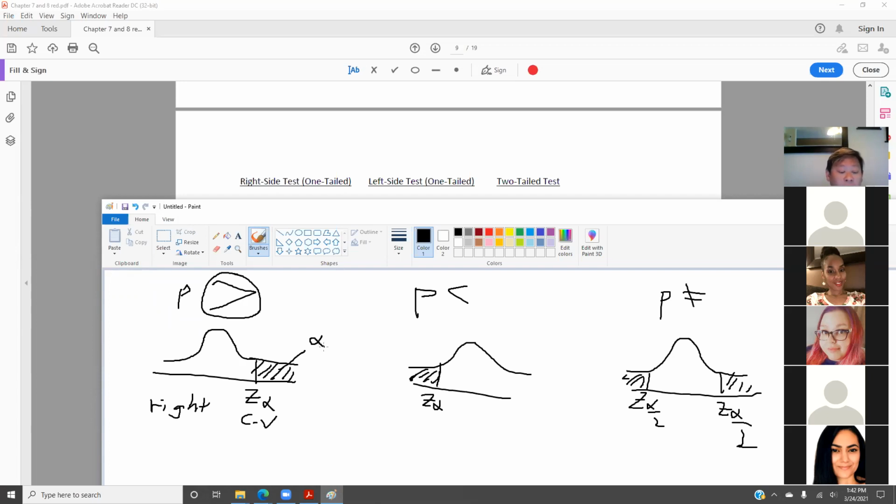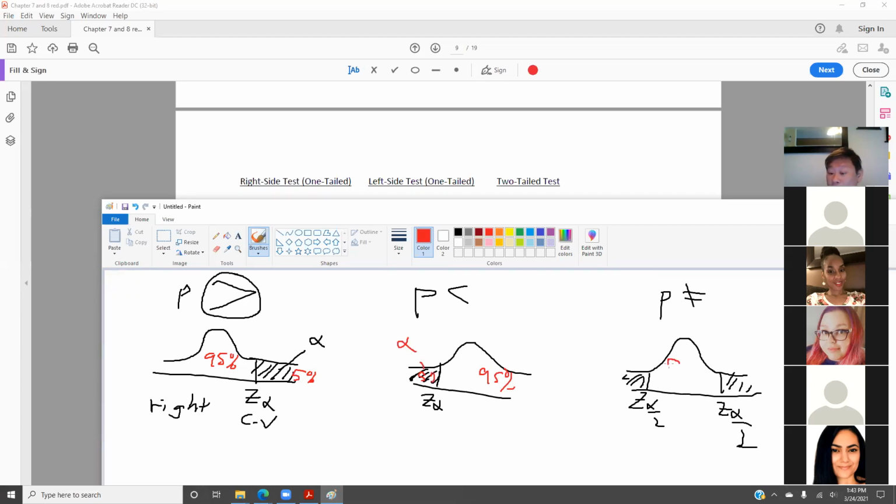This is your alpha. So remember last time when you did your confidence interval, I said a 95% confidence interval means the 95% is right here. This is your 5%, your alpha. And if you want to do this, the 95% is right here. This is your 5% alpha.